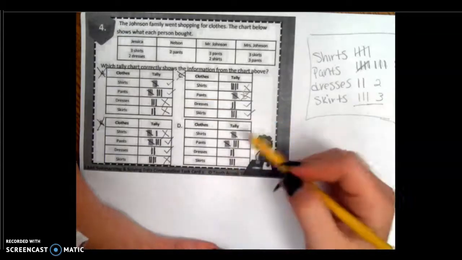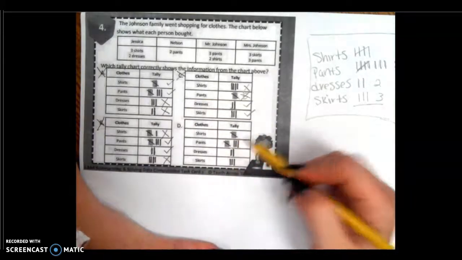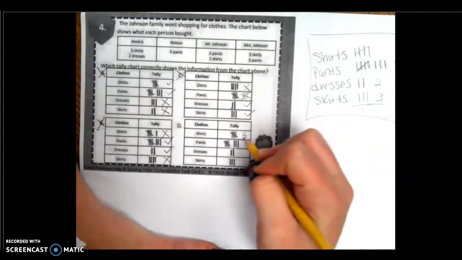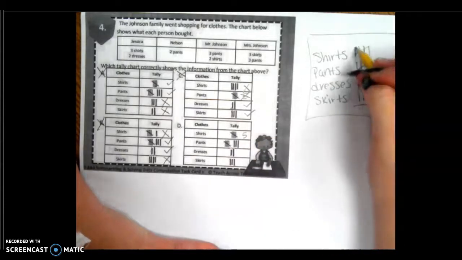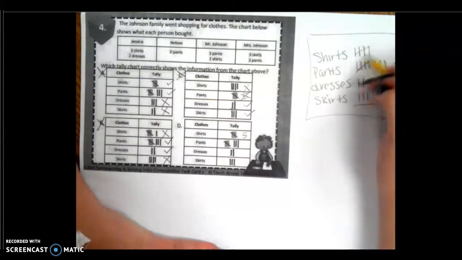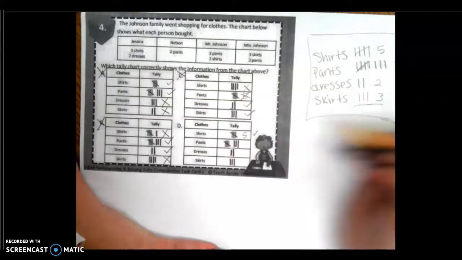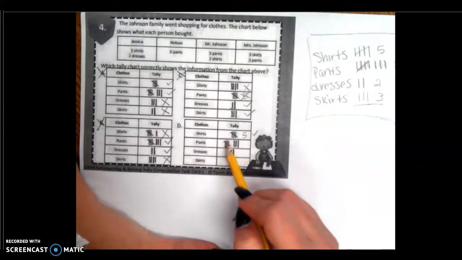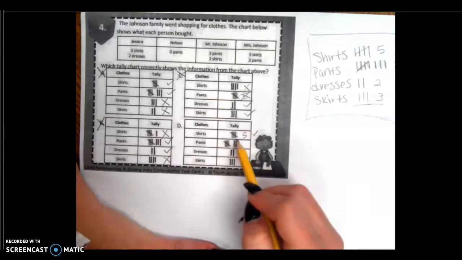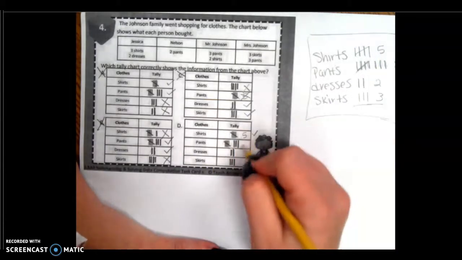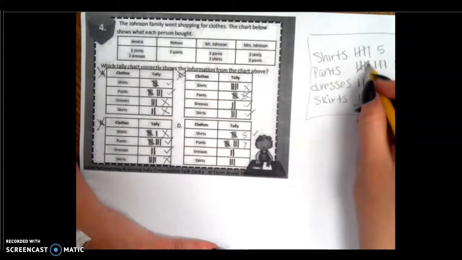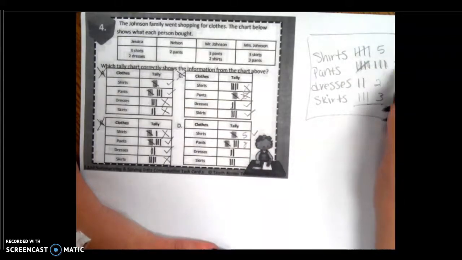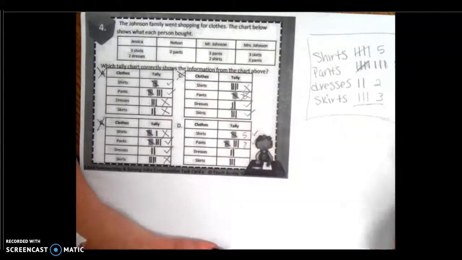D says we bought 5 shirts. How many did we buy up here? 1, 2, 3, 4, 5. So does that match? Yes. Pants. It says that we bought 1, 2, 3, 4, 5, 6, 7, 8. Well, let's see. 1, 2, 3, 4, 5, 6, 7, 8. Does that match? Yes, it does.